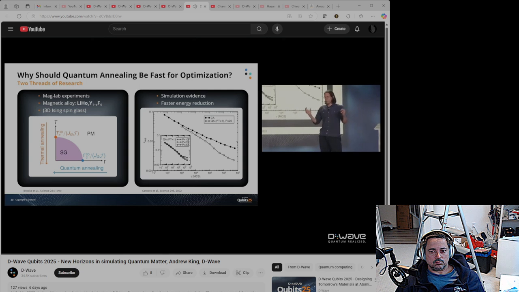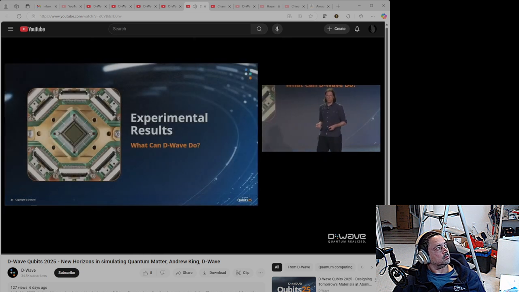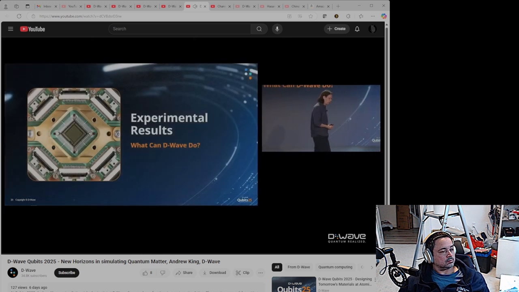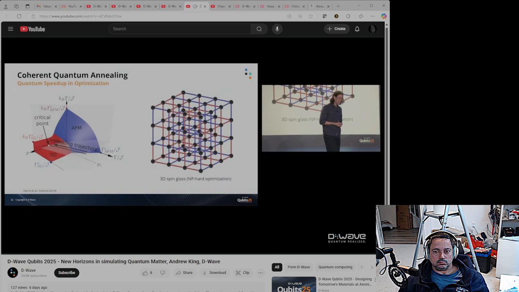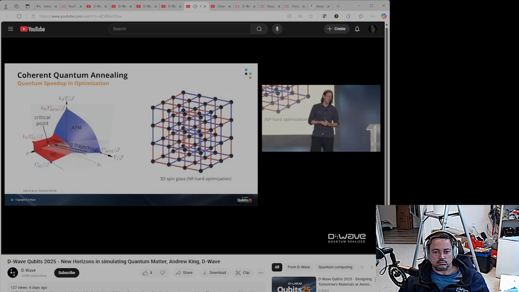So anyway, we have some evidence that quantum annealing should be fast. And so now we need to show that we can actually do quantum annealing as it's expected to be done. Now, in the beginning at D-Wave, everything was rather slow. And as we've developed these processors, the coherence has gotten better and better with each generation. So in 2018, D-Wave published a paper in Science detailing the finite temperature phase diagram of three-dimensional spin glasses.